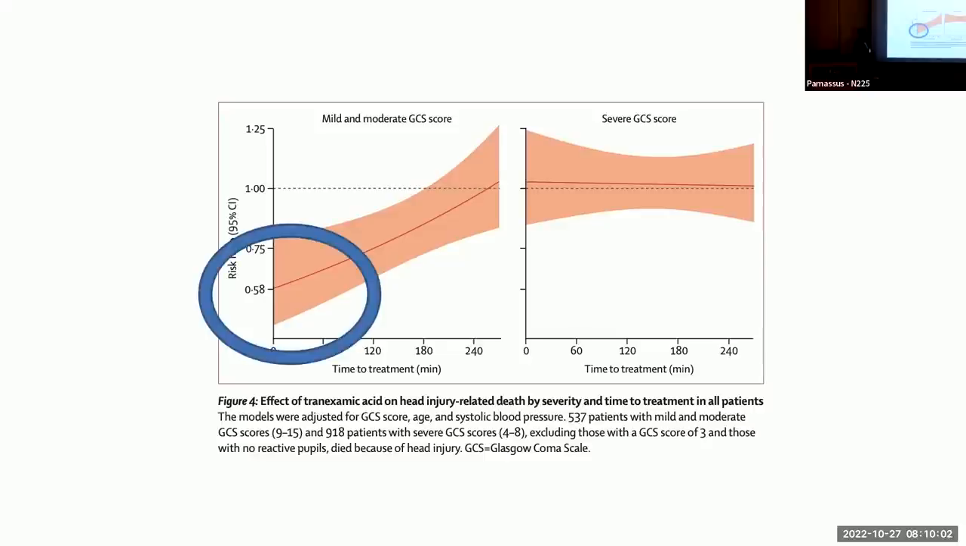And then the other thing that caught my eye is this, risk ratio 0.58. Well, that's a miracle. I mean, this is huge. This is head injury related death. That's 90% of the deaths.